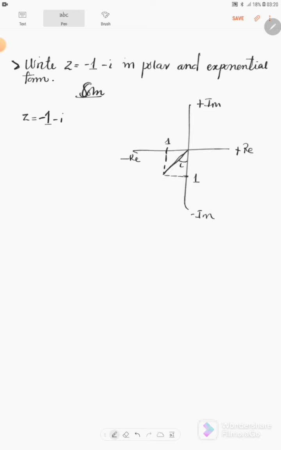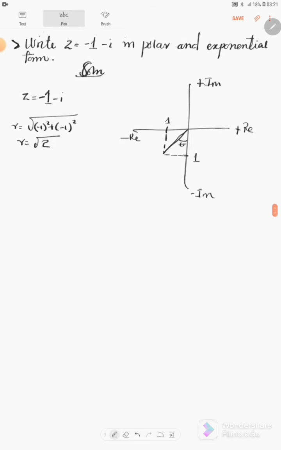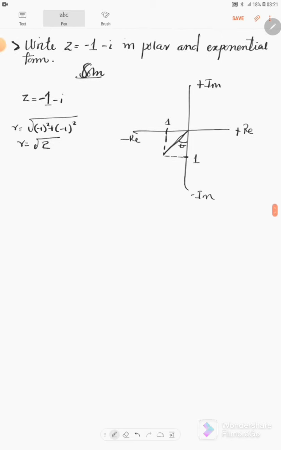Theta comes here. Now let's find out r equals the square root of a squared plus b squared: minus 1 squared plus minus 1 squared. R equals the square root of 2. We've gotten that, and there's not much more to get us there. Because we are using 1, and whether it's minus 1 or 1, squaring gives us 1. That's why we're getting 2, because 1 plus 1 gives us 2.